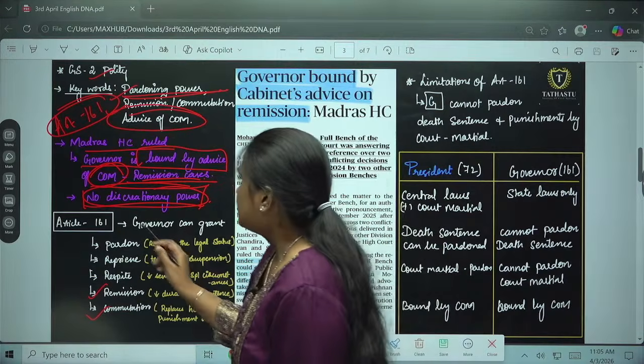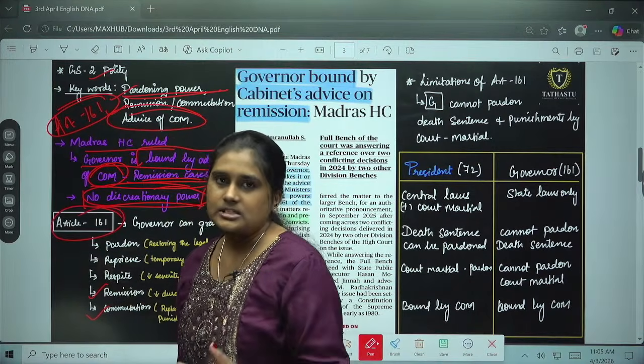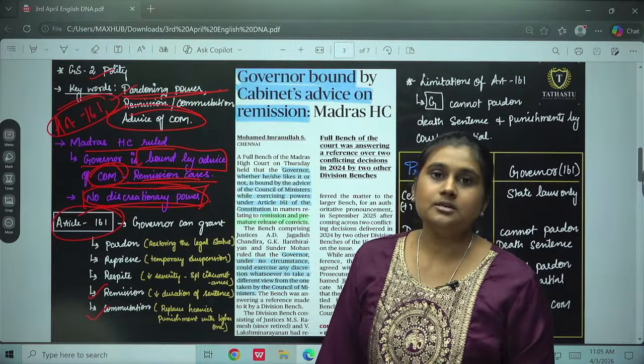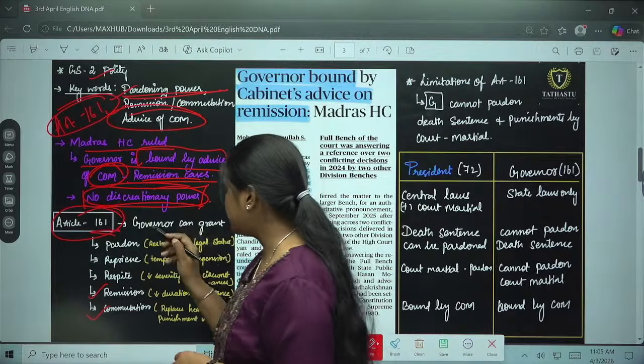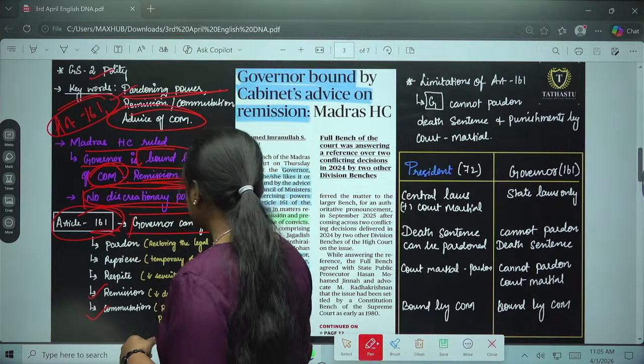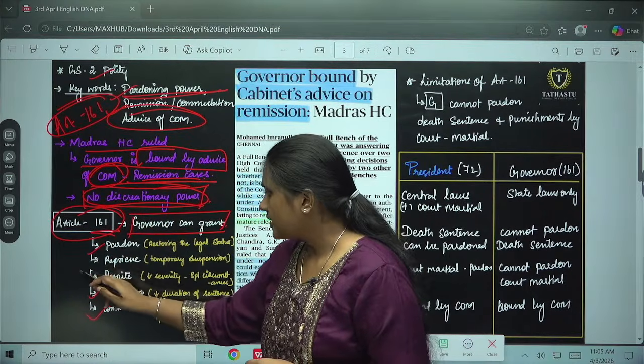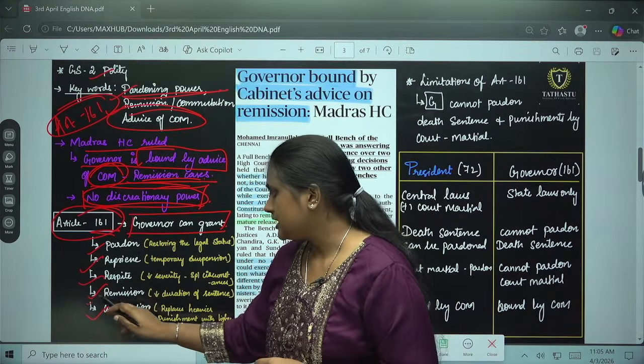Okay, then when we talk about Article 161, let's get straight into the static part. Article 161 gives power to the Governor. The Governor can grant pardon, reprieve, respite, remission, and commutation.